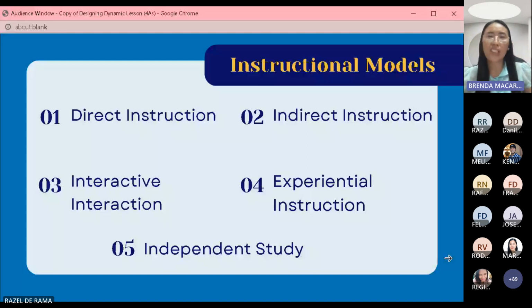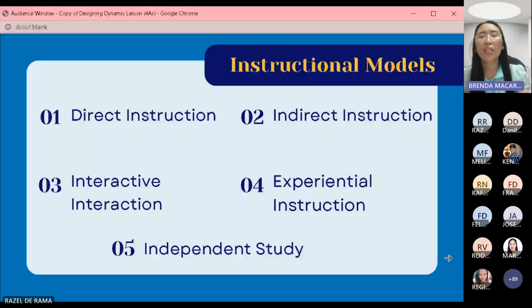Di ba na-visualize natin kapag gumagawa tayo ng lesson plan, when you are planning for your lesson plan, nag-visualize tayo eh. What do we want to happen inside our classroom? Ano yung nakikita nating scenario? So nag-iisip tayo eh ng strategy, ng mga pedagogy. So yan ang gagamitin natin ngayon. Yung mga instructional design na yan.